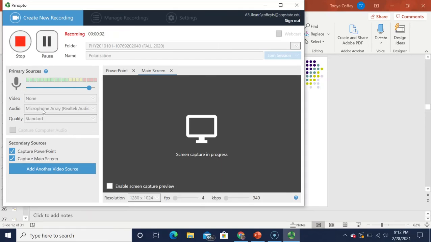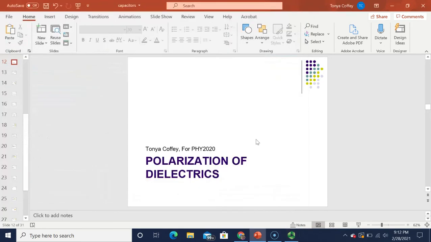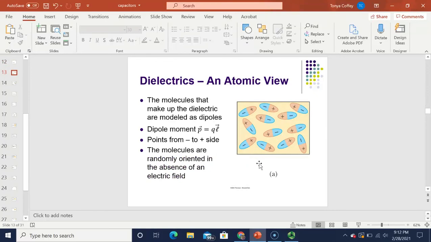Hi everybody. In today's lecture, I'd like to talk to you about the polarization of dielectric materials. So let's think about what happens when you have that dielectric material in between the capacitor plates. Now remember, dielectrics are insulators. So you can model the molecules that make up the dielectric as dipoles, okay?